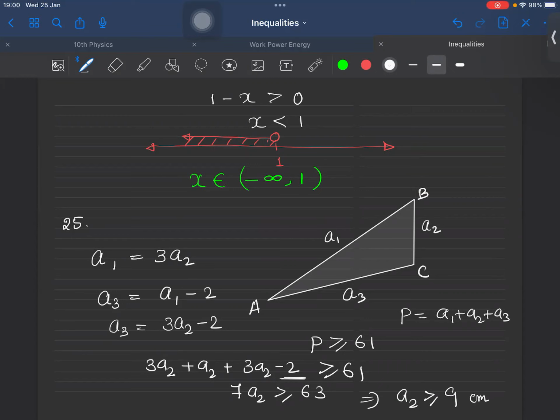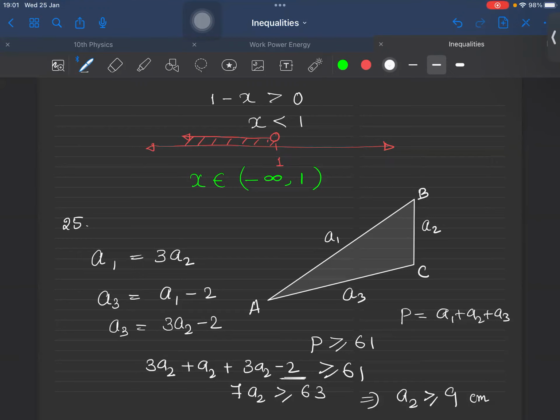Understood? And now A2 is the shortest side, right? That means the shortest side must be greater than or equal to 9 centimeters. Understood? So these are really easy problems, right? You just need to go with the words, the English language. And I'm very sure you are really good at it, at least better than me.